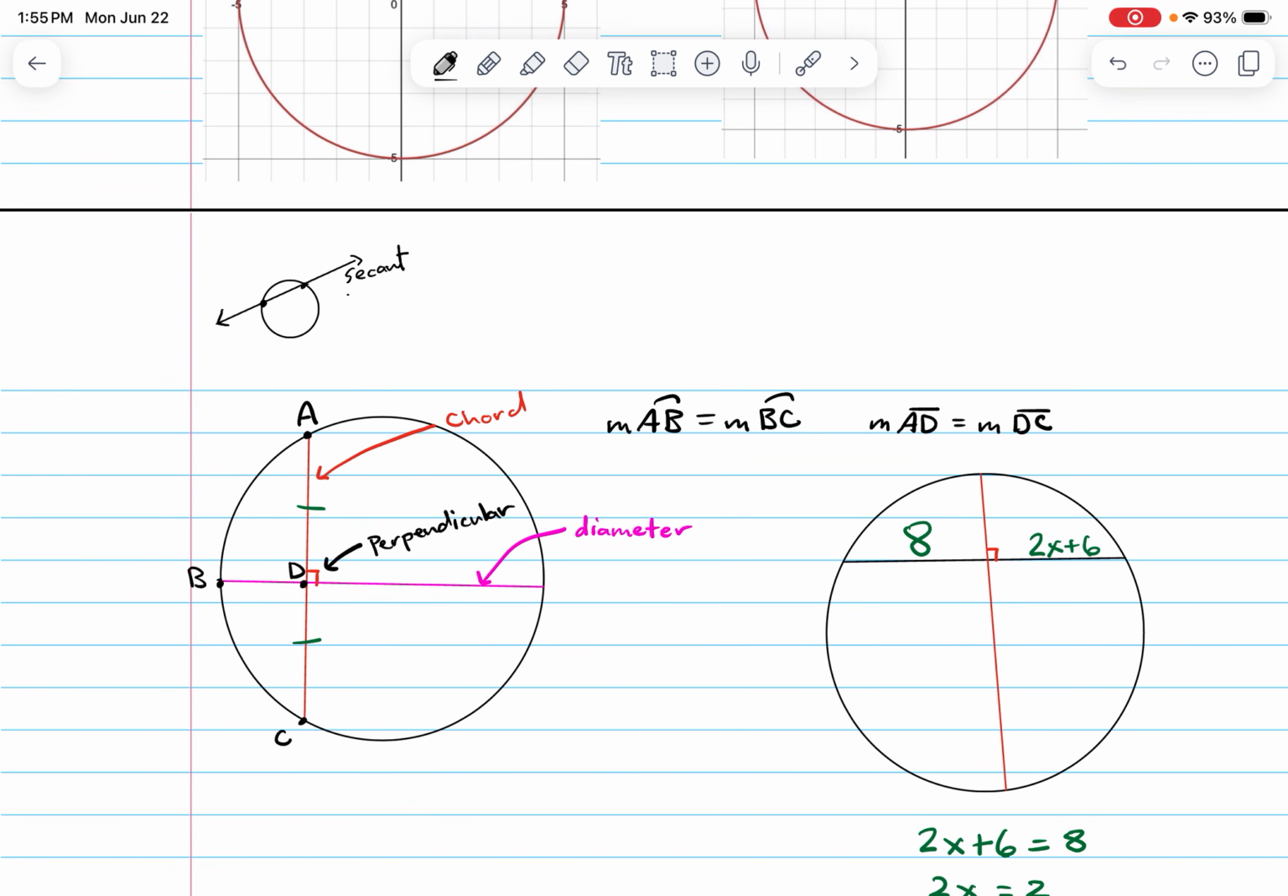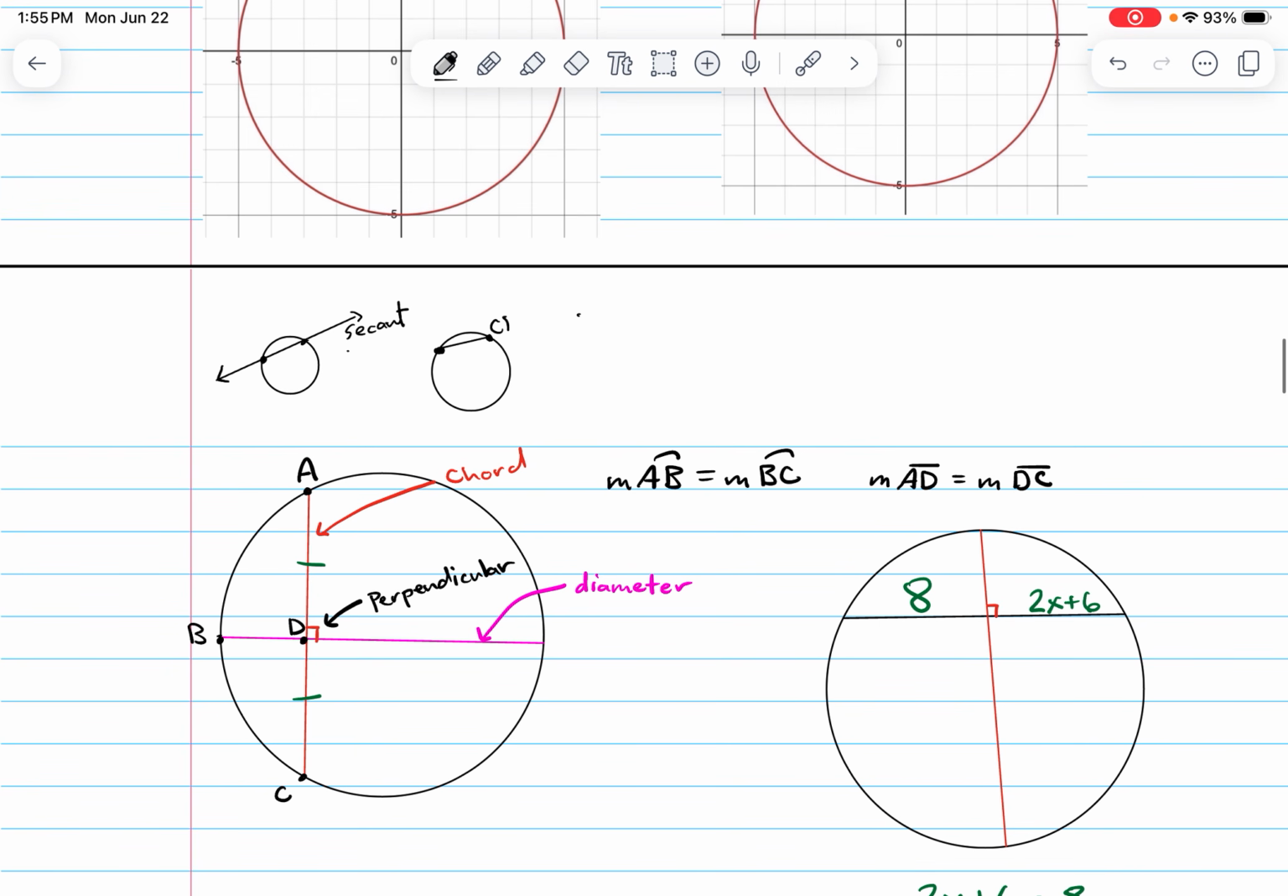Okay, a secant. Now, if we just make it where we're looking at just a segment on the inside, like this, it doesn't extend outward. It's just a segment. We refer to that as a chord. So that right there is a chord.